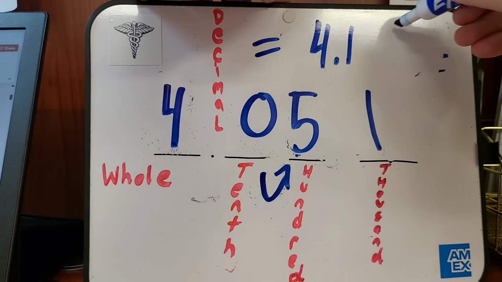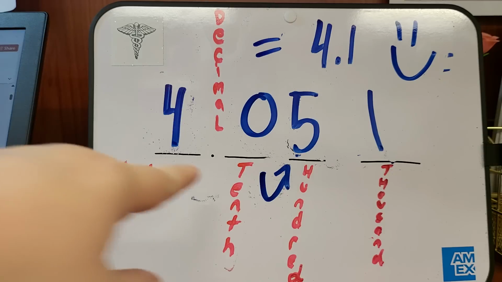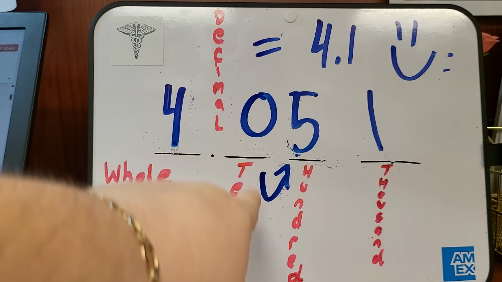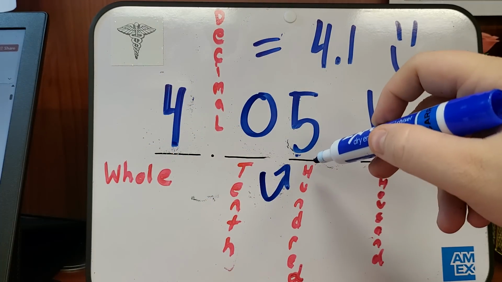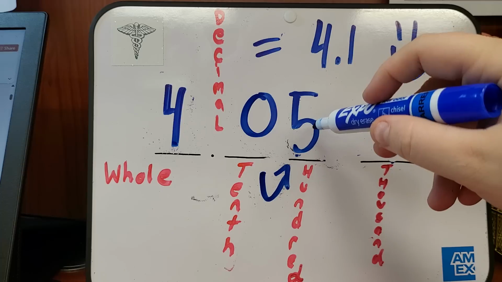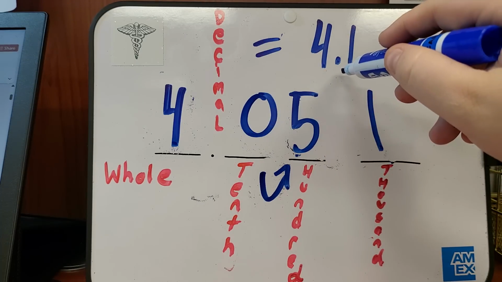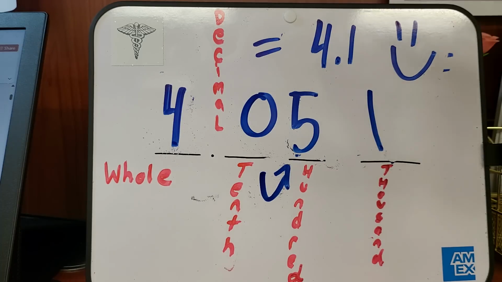Okay? That's a way to do it right. If you need to work in the tenth spot, because that's what the question's telling you, round to the nearest tenth, you're going to say, okay, I'm working in the tenth spot. I need to look at my friend in the hundredth spot. Is it 5 or greater? If the answer is yes, you increase this by 1, and it's going to equal 4.1. This is okay. This is the right answer.